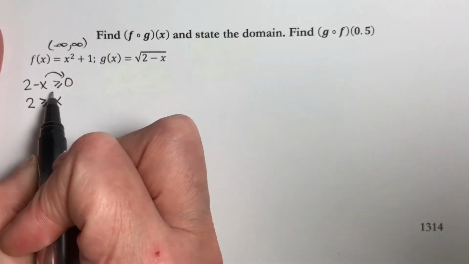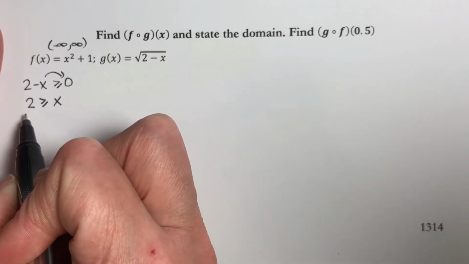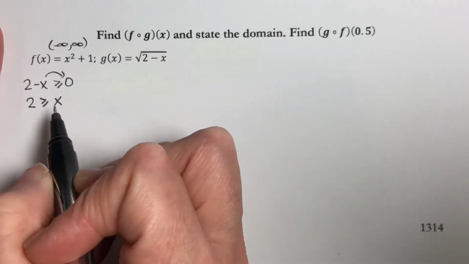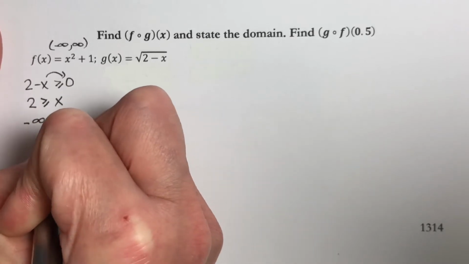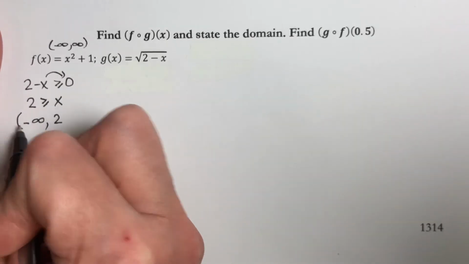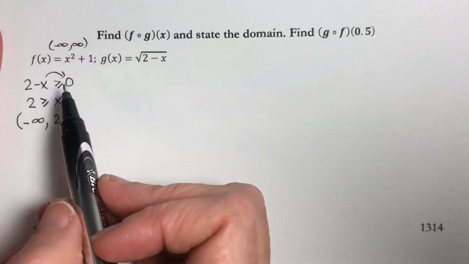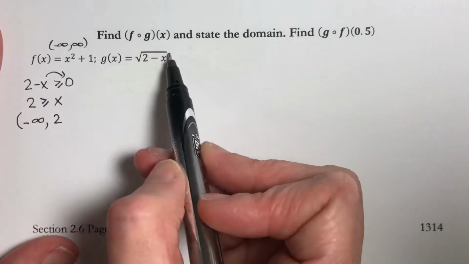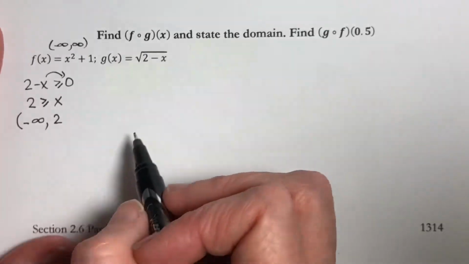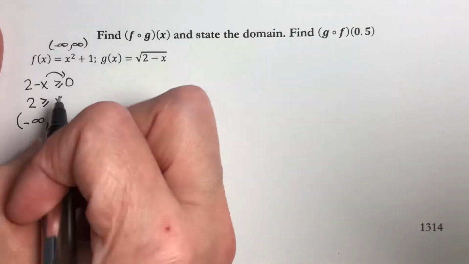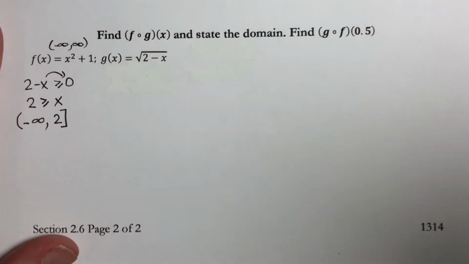So what does this mean? My x values need to be smaller than 2 in order to make this possible. So I start off at negative infinity and it goes up to 2. Remember, infinities always get parentheses. And since we are allowed to equal 0 right here, because this is not in a denominator and we are allowed to take the square root of 0, this has a bracket.